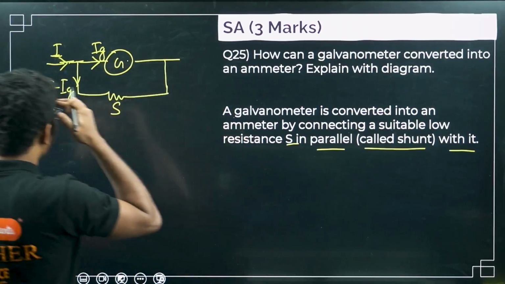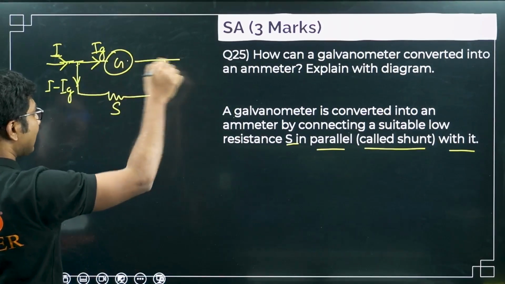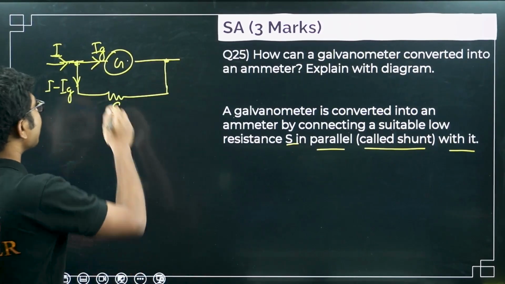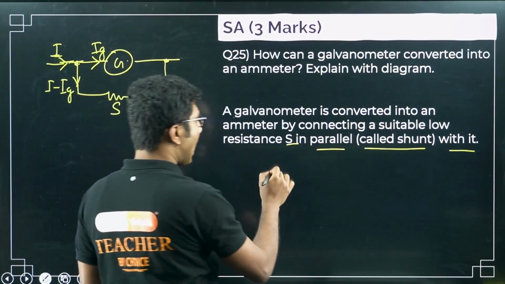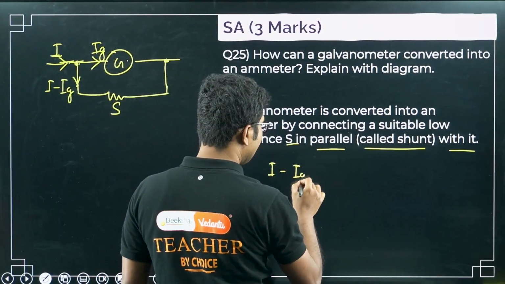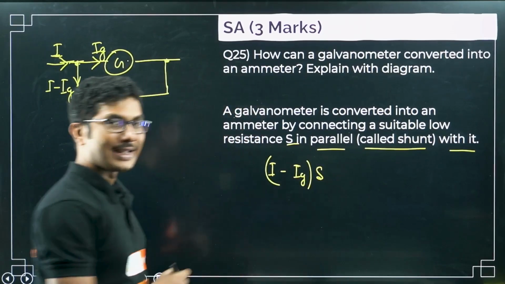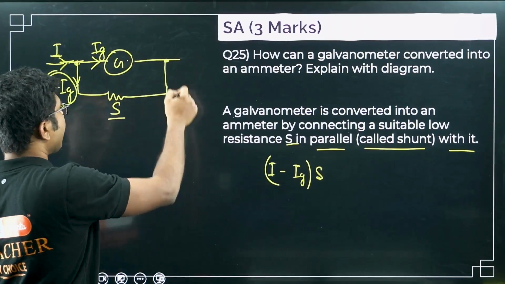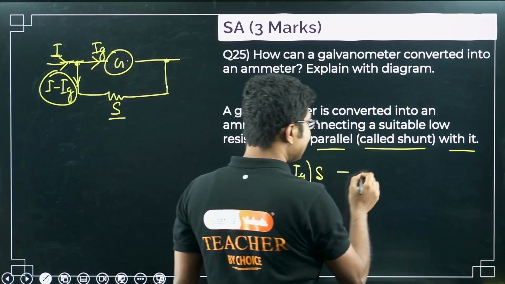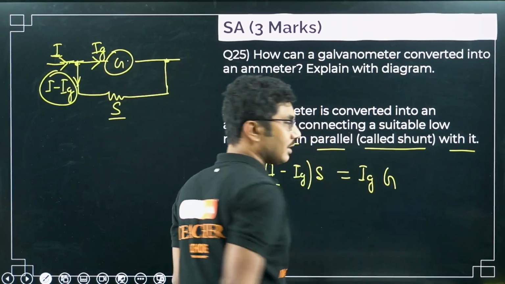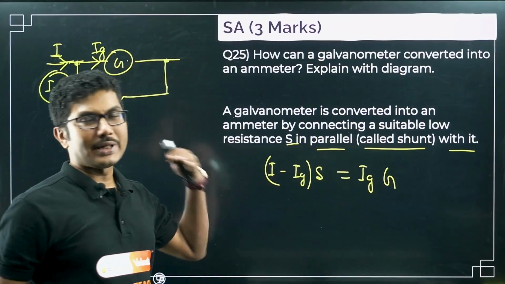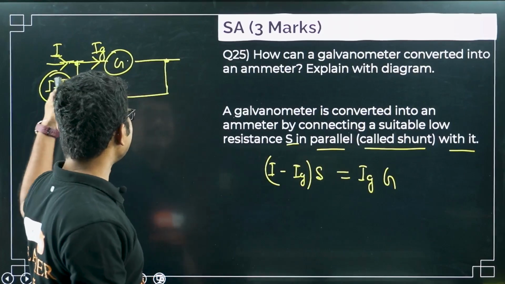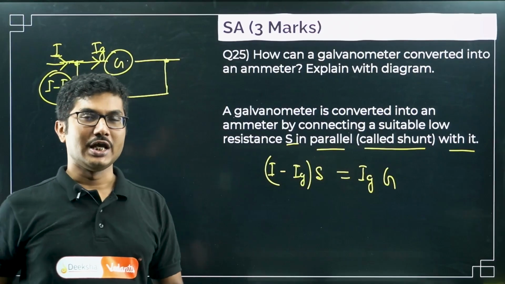Now these two are connected in parallel. In a parallel combination, the voltage drop between these two points is the same. So the voltage drop across the shunt resistance is I minus Ig times S, right? V is equal to IR, where I is this and R is this. Now according to the galvanometer, the voltage drop is Ig times G. The name of the resistance R has just changed. Resistance R for the shunt is represented using S, and resistance for the galvanometer we represent using G. This is the common thing.